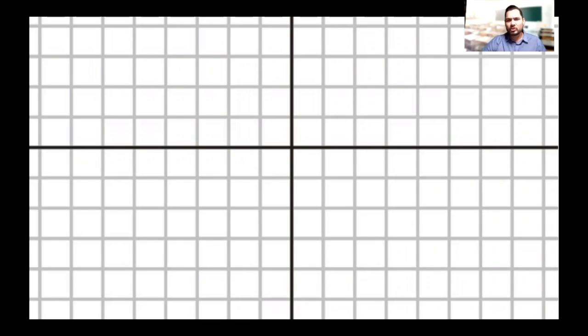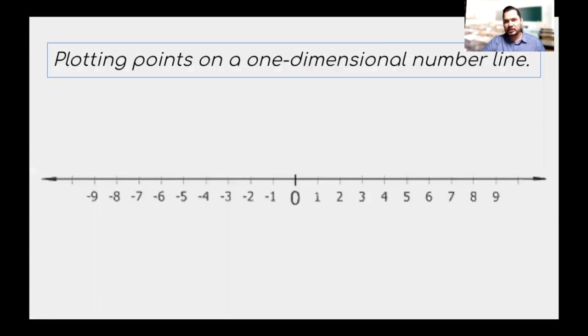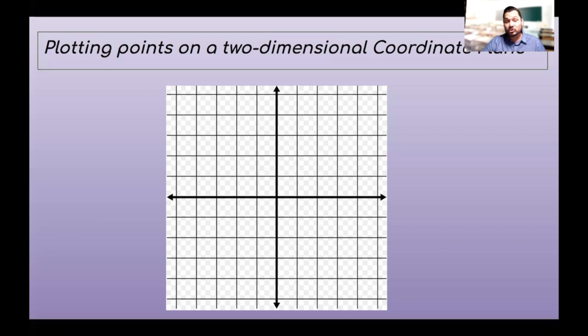Now, how do we use this coordinate grid? Well, to help us, it is easier to understand how we use the one-dimensional number line. When we plot numbers on the one-dimensional line, we can plot them in various points along that number line. But no matter how many points that we plot, it will always remain linear. On a two-dimensional coordinate grid, we can plot points anywhere on that coordinate plane. And this opens up a whole new world of possibilities.